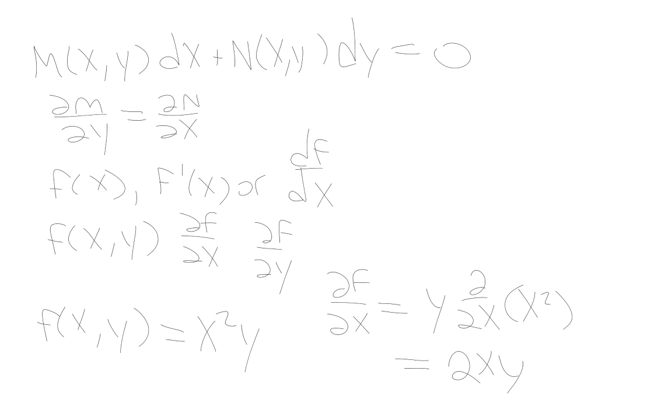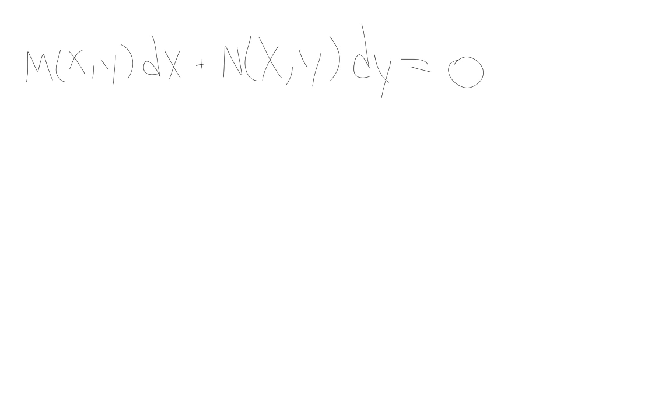So I've already said it: a differential equation is said to be exact, and I'll actually box in the criteria here in red, if partial M with respect to y equals partial N with respect to x. So here I've got the generic form of an exact differential equation, and this differential equation is exact if and only if partial M with respect to y equals partial N with respect to x.